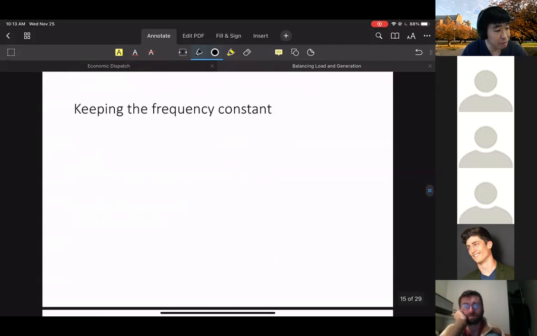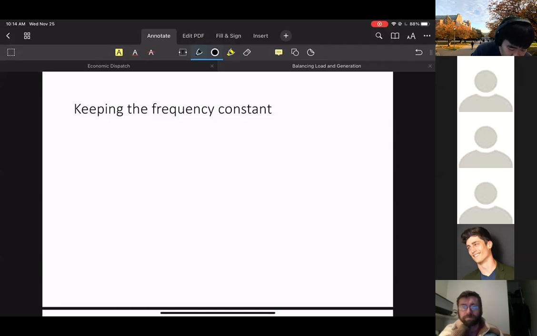But of course, our goal is to keep the frequency constant. We cannot let the frequency drift. So our goal is always, if the frequency goes away from 60 hertz, we want to come back to 60 hertz. And this is why, if you look at most of the generators, we have a feedback control loop in the generators to make sure the frequency is constant. So we want to keep the frequency tracking the 60 hertz.